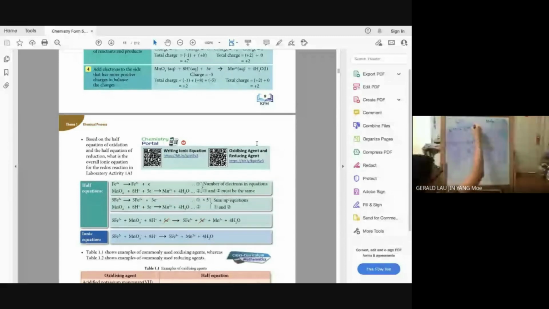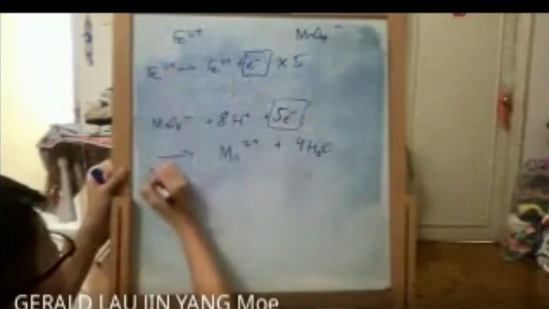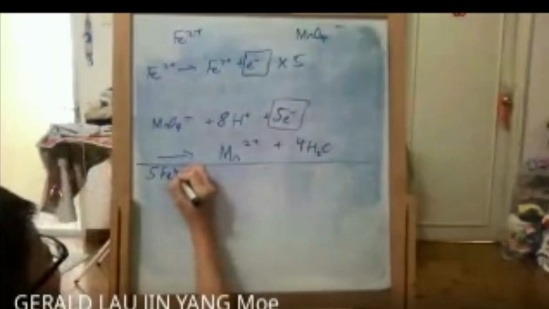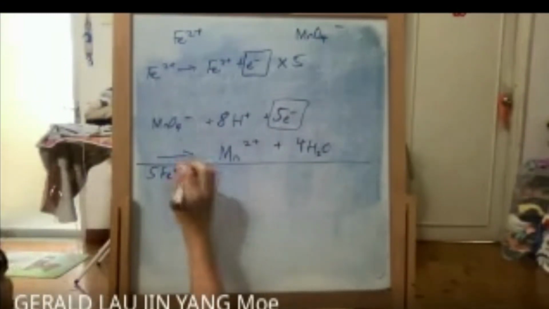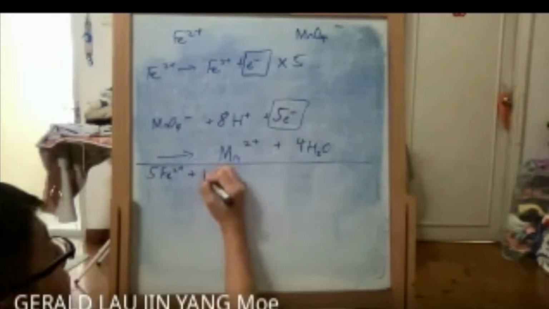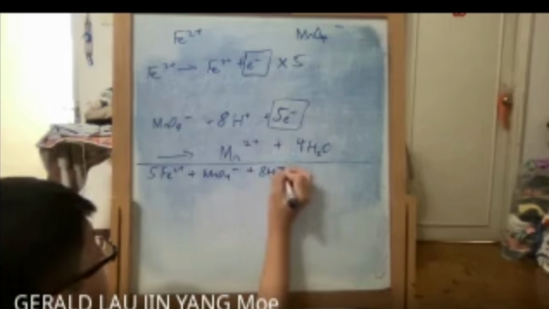Okay, before you combine, you have to look at the electron. Here is 5. Here is only 1. So what to do? This first half equation, you have to times 5. So that means 5Fe2+, okay, I draw a line on it. Only 1 reactant. Then what other reactants are here? Plus MnO4- plus 8H+.